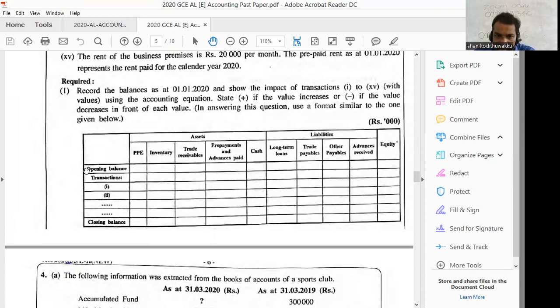Okay, then at the examination, you can have different types of questions. This time you are given a question with opening balance. So first you have to record the given opening balance in the question. In this line, you have to extract the given values related to each item.